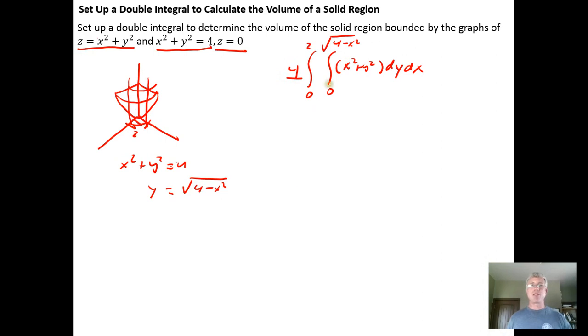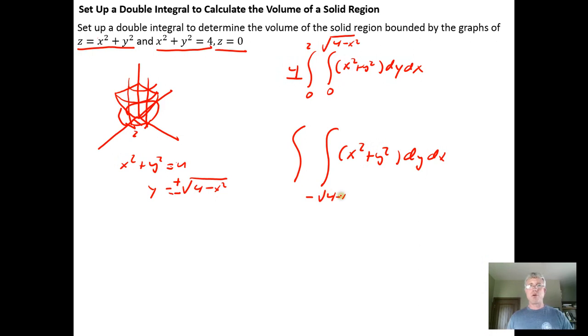If I didn't take advantage of symmetry, here's how it would look different. So I'd have my dy dx. When I did this, I'd get plus or minus the square root, so we'd have to be sweeping behind, and we'd have to be dealing with the whole circle. So we would be running from negative square root of 4 minus x squared in the y direction all the way to the positive square root of 4 minus x squared. And then we would have to run from negative 2 to 2 along the x-axis.